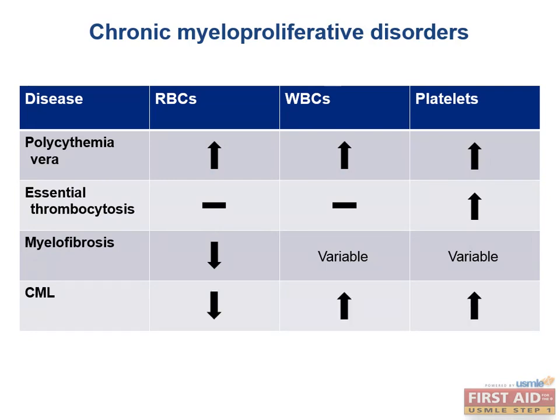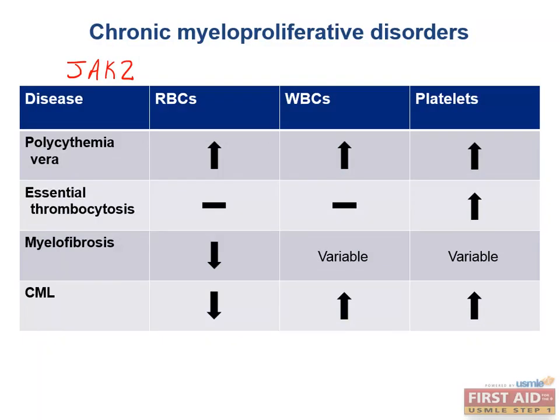CML sees an increase in WBCs and platelets, with a decrease in RBCs. Be sure to remember the gene mutation we spoke of here. Interestingly, there is an important mutation to look out for in chronic myeloproliferative diseases, and that is the JAK2 mutation. The JAK2 signal transduction pathway controls the hematopoietic growth factor signaling, so it makes sense that messing with this pathway alters the number of different blood cells.